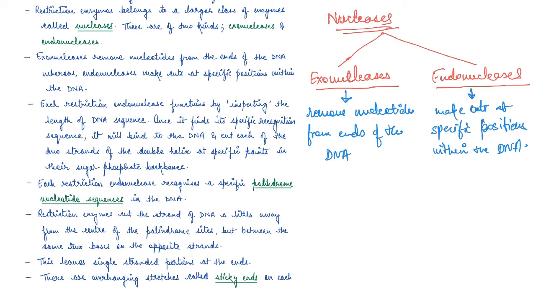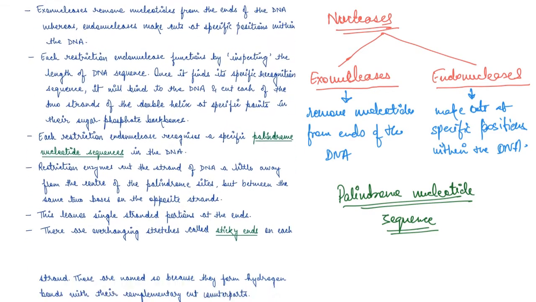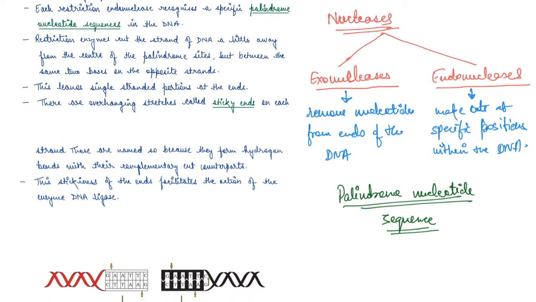They recognize the sequence from the palindromic nucleotide sequence. So basically, they recognize a specific sequence, and this sequence is known as a palindromic nucleotide sequence. Now, guys, I hope you know what a palindrome is. If not, I'll tell you.